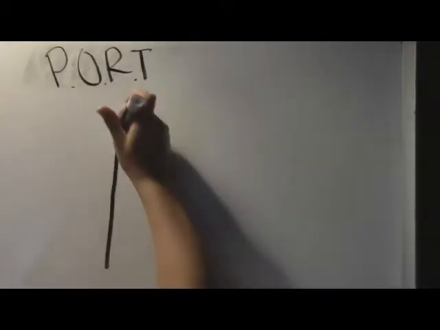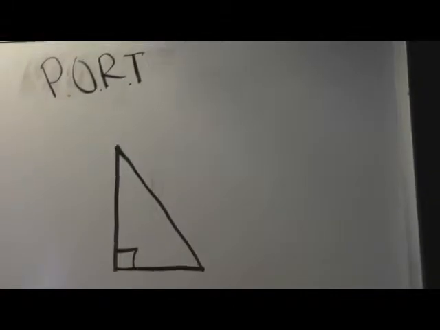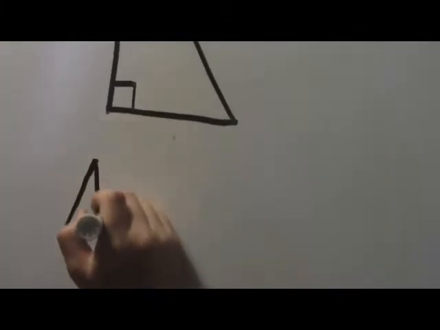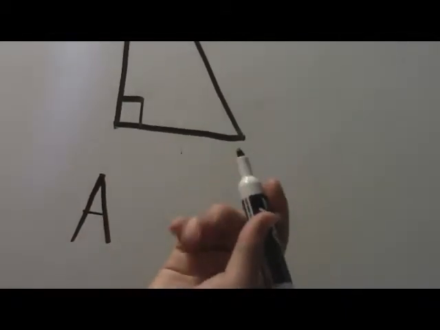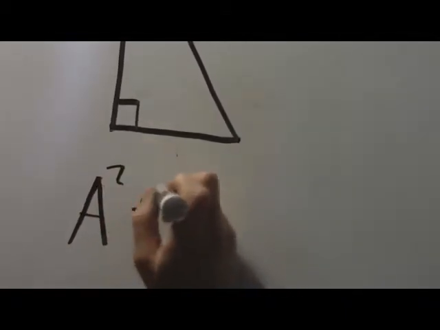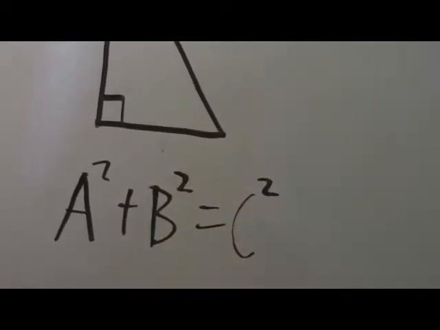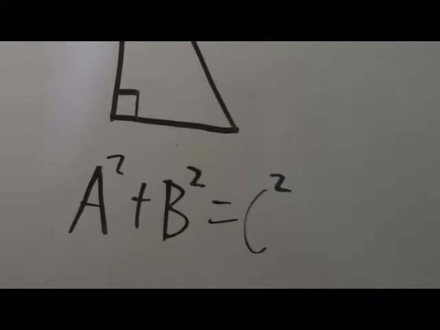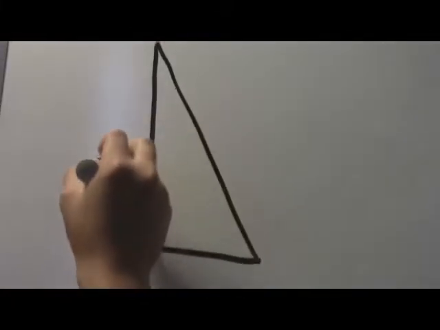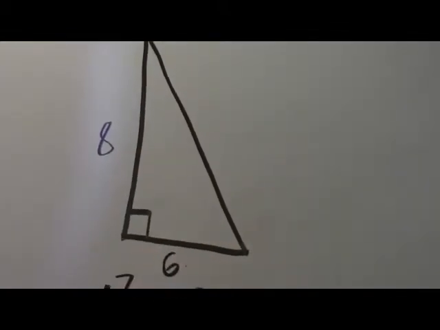So you're telling me that the Pythagorean theorem has to do with right triangles? It sure does. Sweet! From what I know, the Pythagorean theorem has an equation. It's a squared plus b squared equals c squared. Sure is. But how do you substitute the numbers to the formula? That's easy.